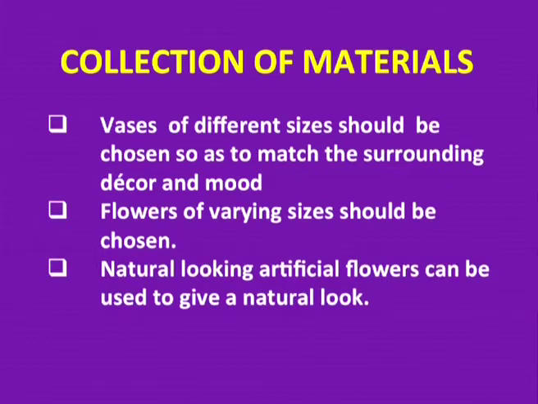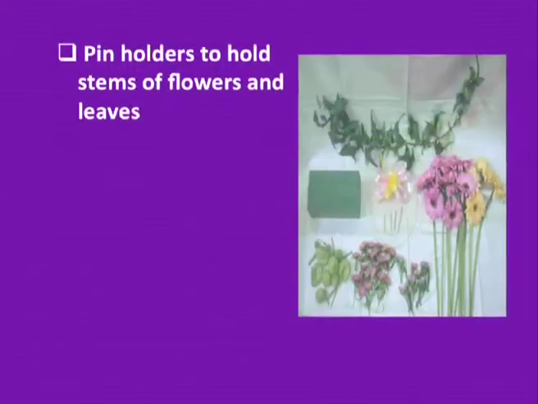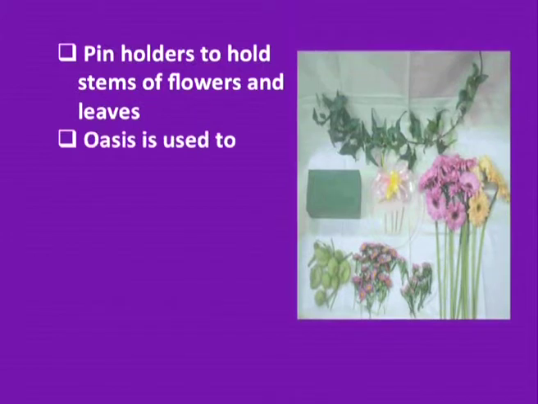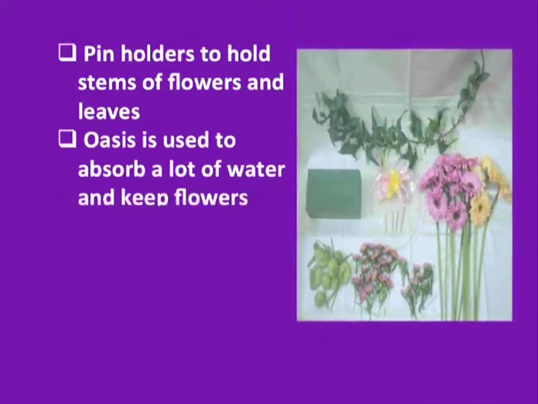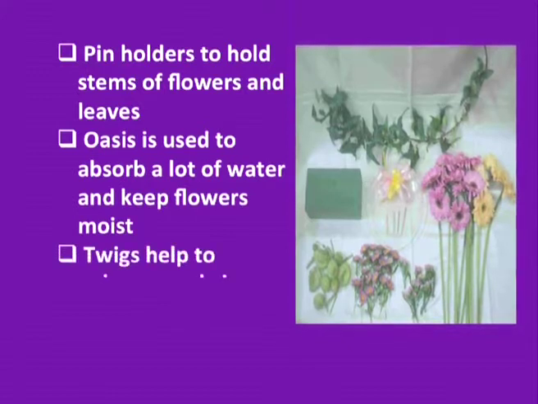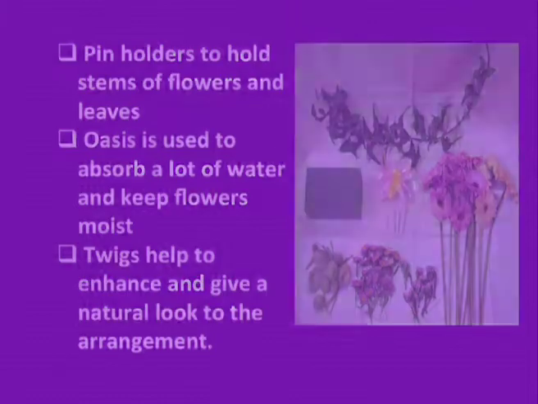Natural looking artificial flowers can be used to give it a natural look. Natural leaves can also be used to increase the bulk and natural look. Pin holders and stems of flowers and leaves should be there. Oasis is used to absorb a lot of water and keep flowers moist. Twigs help to enhance and give a natural look to the arrangement.